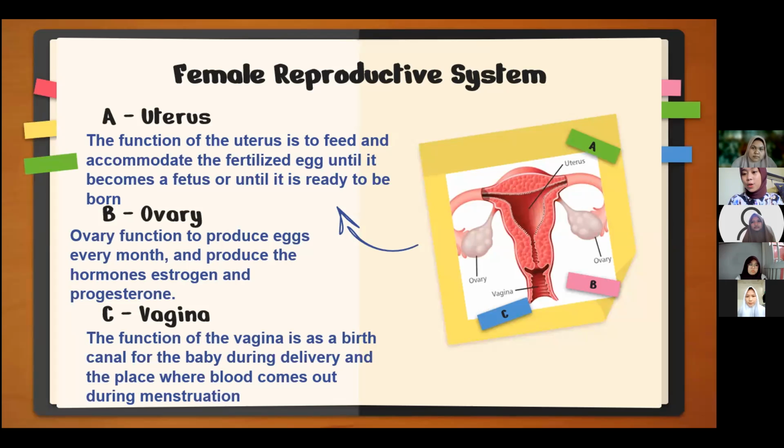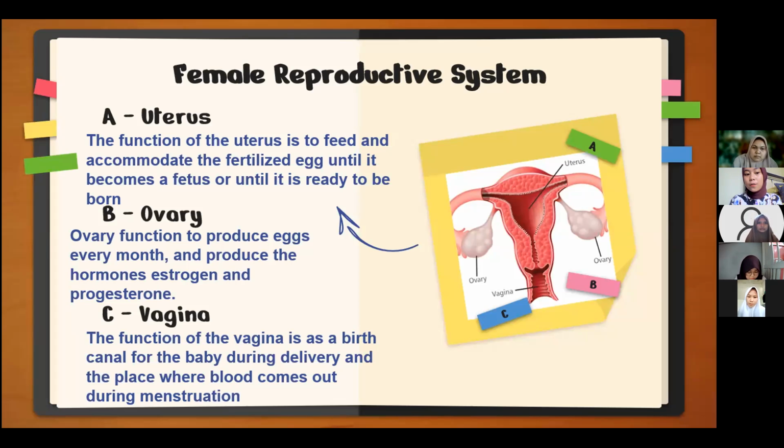Good morning. Thank you, moderator. My name is Ellie. Now I try to explain about female reproductive system. We can see in our picture. A. Uterus. The function of the uterus is to feed and accommodate the fertilized egg until it becomes a fetus or until it is ready to be born.